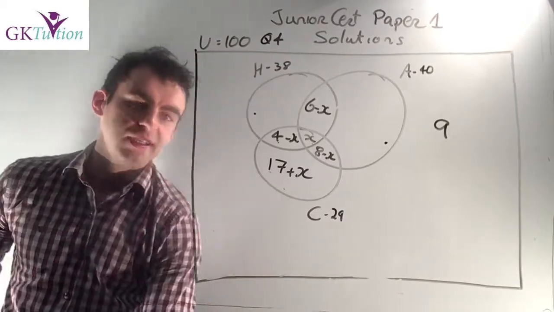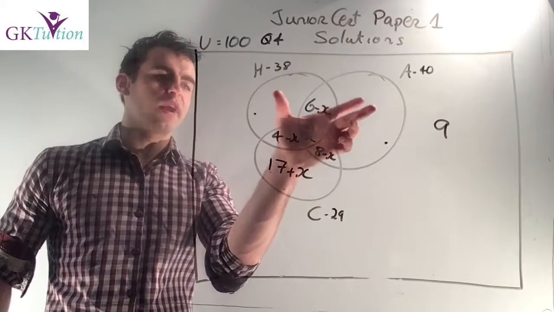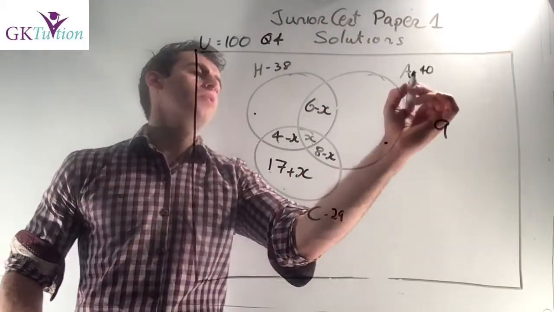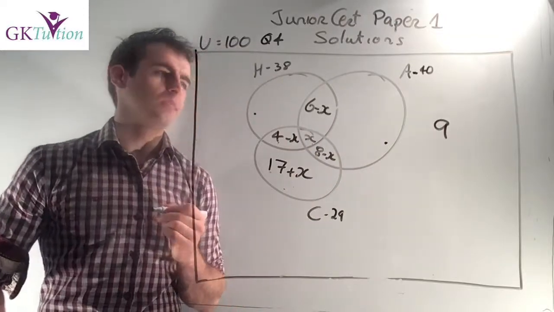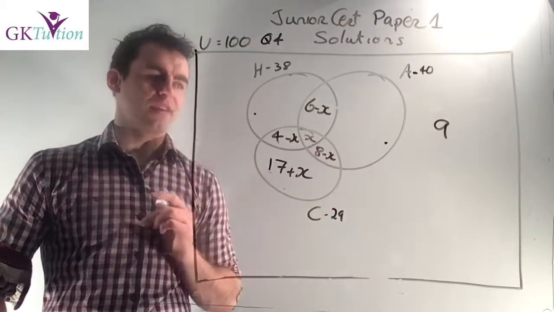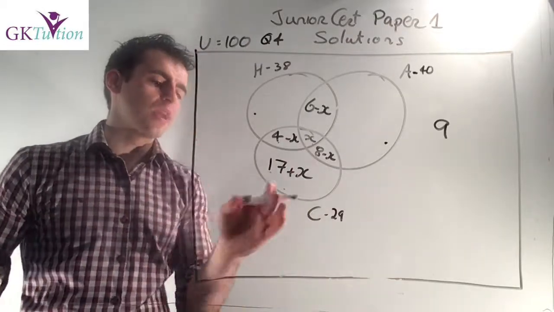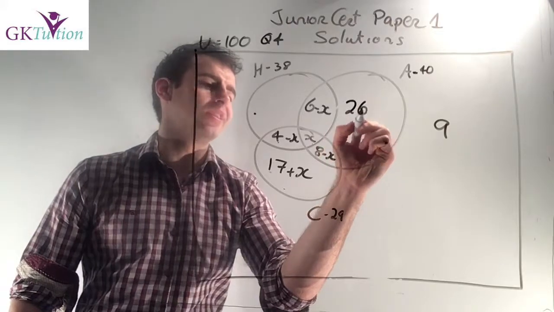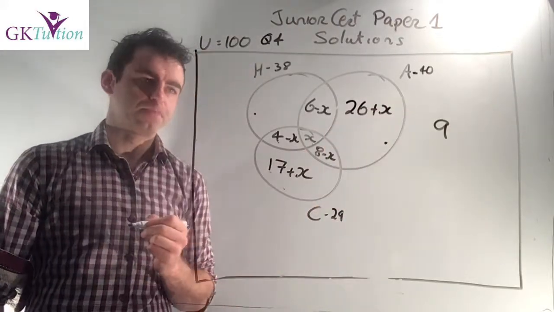If you didn't get the other two sections correct, I want you to try them now. Basically, you'll do the exact same thing. I know that 40 people liked the action films, which means it's 40 minus that, minus that, minus that. And if you work that one out the same way as I worked out my 17 plus x, this one should work out as 26 plus x.